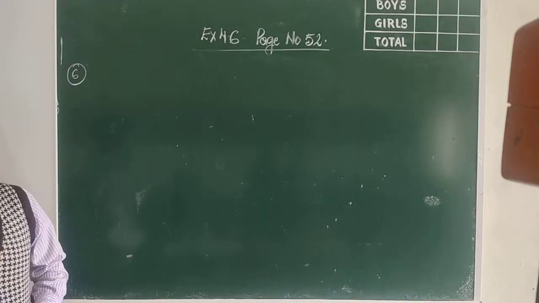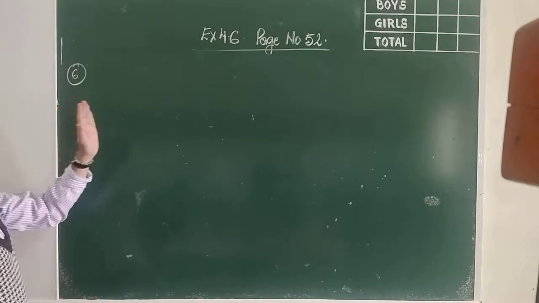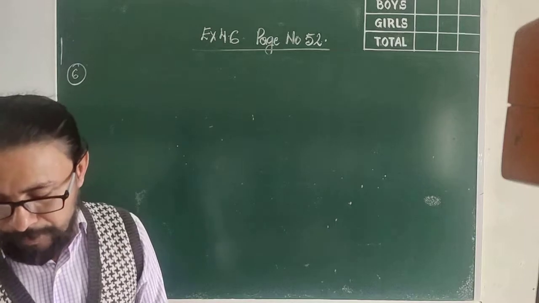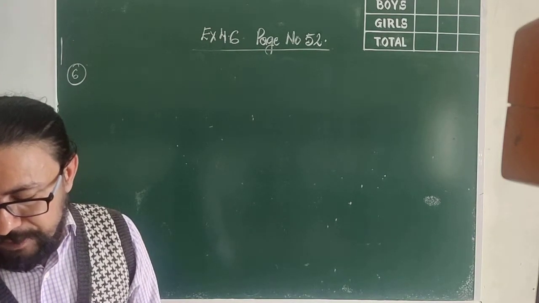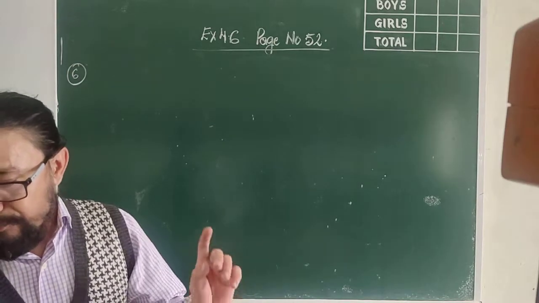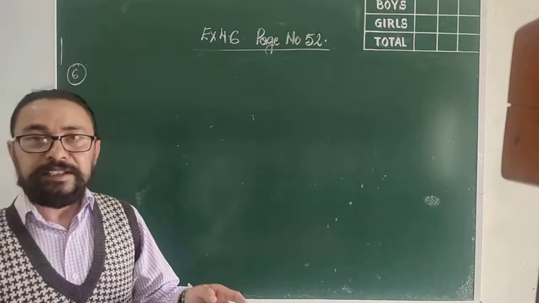Now we are concentrating on sum number 6, 7 and 8, and we're done with the exercise and the chapter. Now sum number 6 says the HCF and LCM of two numbers are 5 and 385 respectively. If one of the two numbers is 55, find the other number.